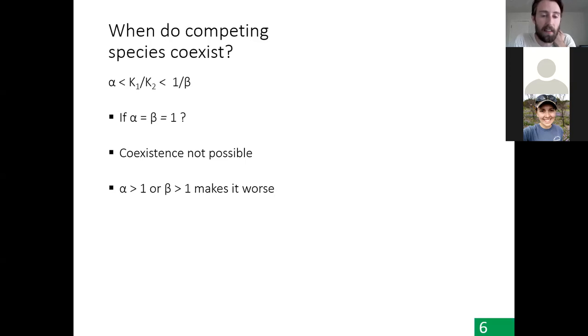You can also see that if the competition coefficients are greater than 1, it makes it even worse. If they were both 1, then the inequality just doesn't work. These are greater than signs, not greater than or equal to signs, so you can't have anything in between 1 and 1 here. If these are greater than 1, that makes this number higher than 1, and 1 over beta would make this lower than 1, and so that makes it even worse. We want alpha to be smaller than 1 over beta. So having alpha greater than 1 or beta greater than 1 makes it even worse. The species are not predicted to coexist if alpha and beta are greater than 1 also.